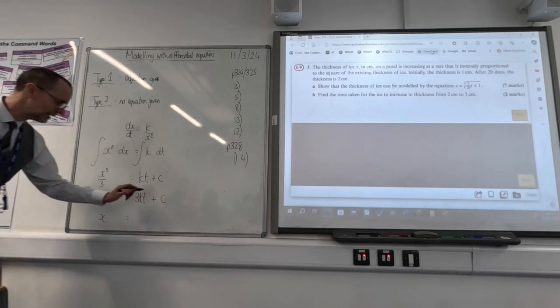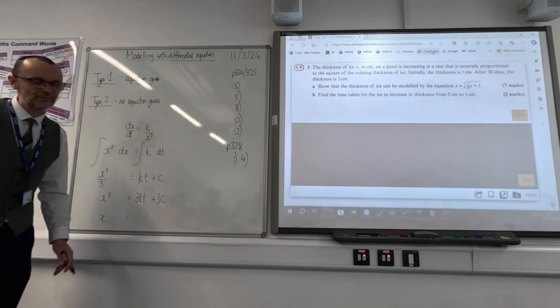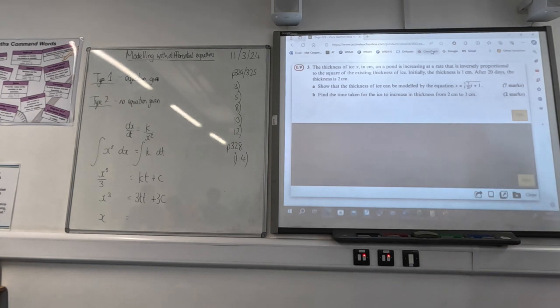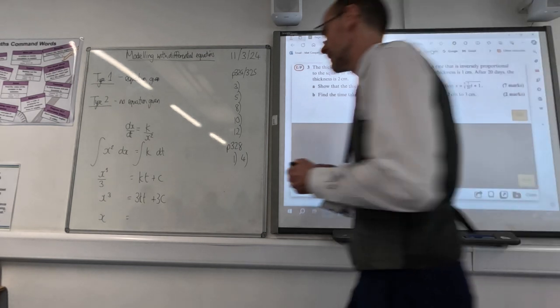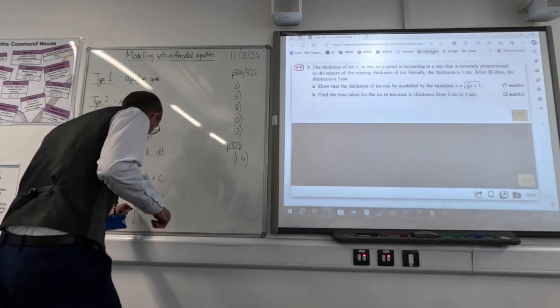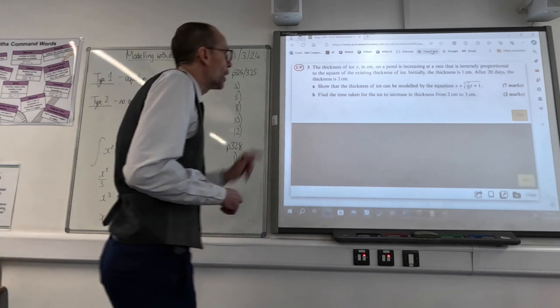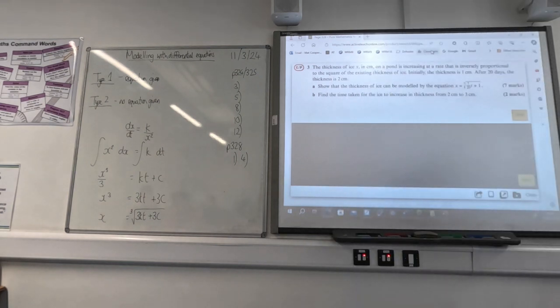Now, I don't know if that's too confusing, in which case leave it as 3c. I'm going to leave it as 3c, but it's still another constant, so it doesn't really matter, but then we get x is the cube root of that. I'm hoping in the question you can find 2 pairs of values to substitute in. I can't help noticing that the word initially features again.